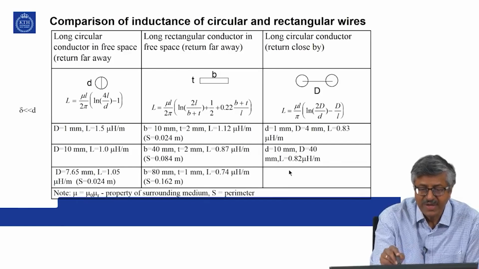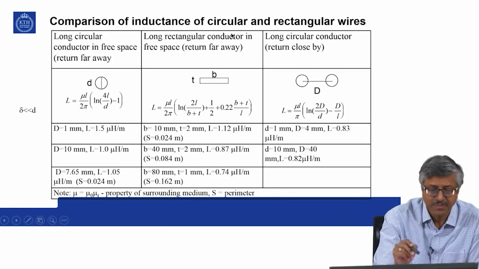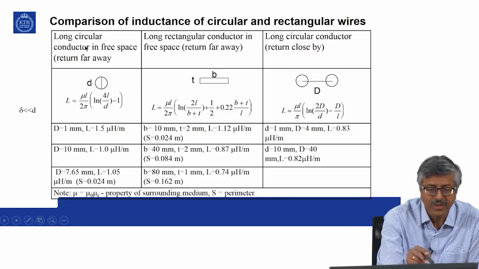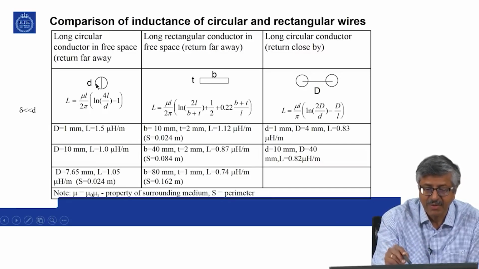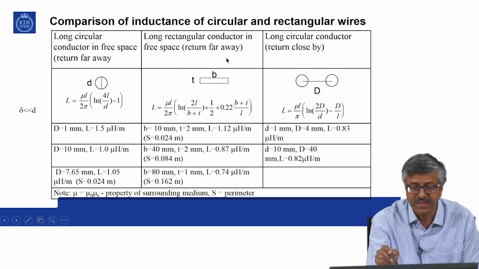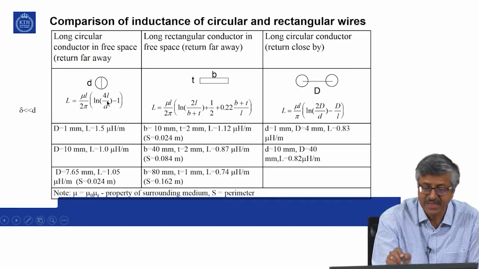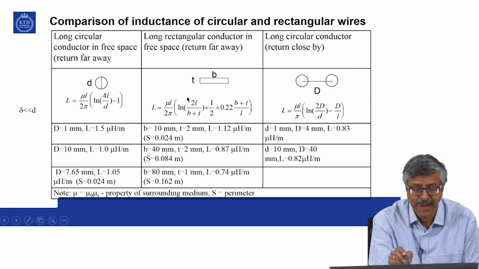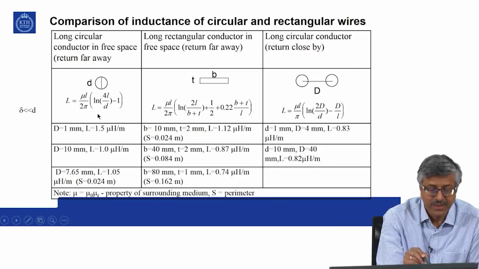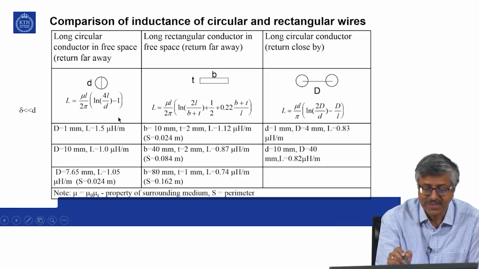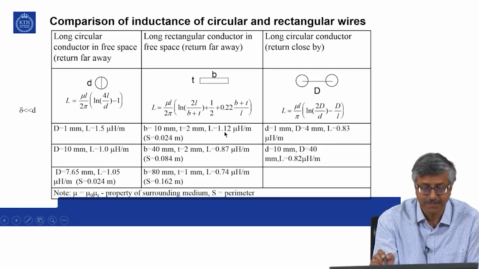Now, another comparison of inductance of circular and rectangular wires. For example, you have a long circular conductor in free space, so return is far away, and in the second case you have a long rectangular conductor in free space and return is far away, and long circular conductor and return close by. Again from handbooks you can get these expressions for inductance value. So, let us do some numerical calculations on these values and see what kind of inferences one can get.